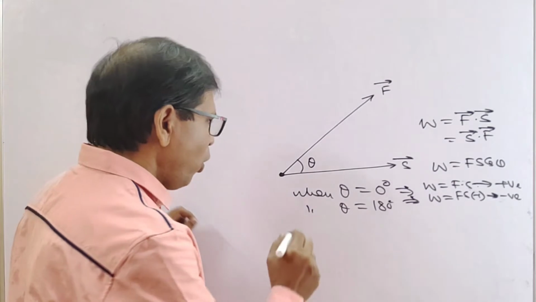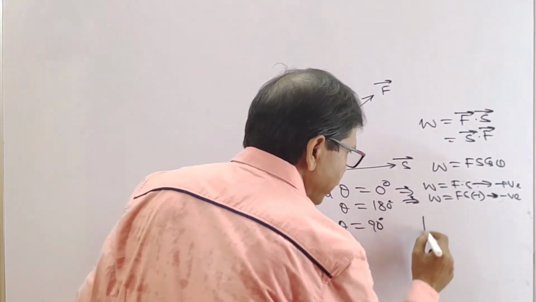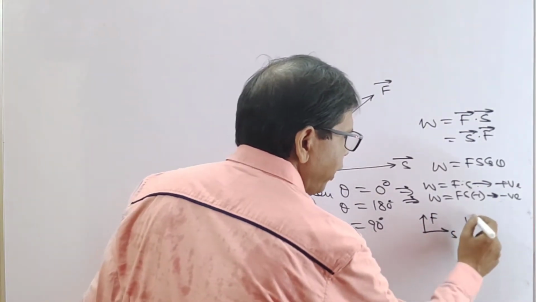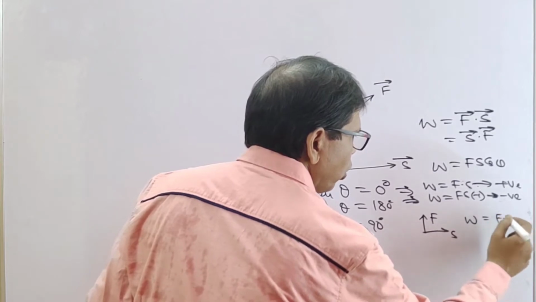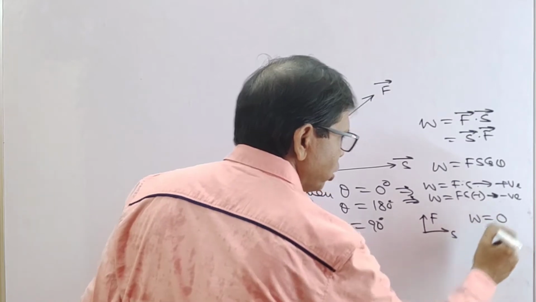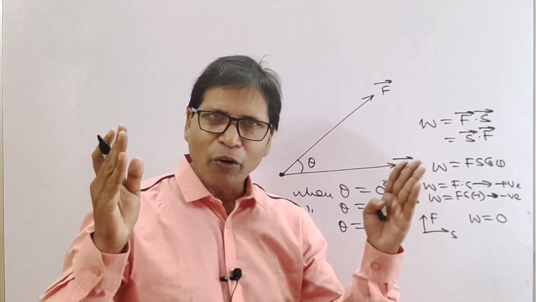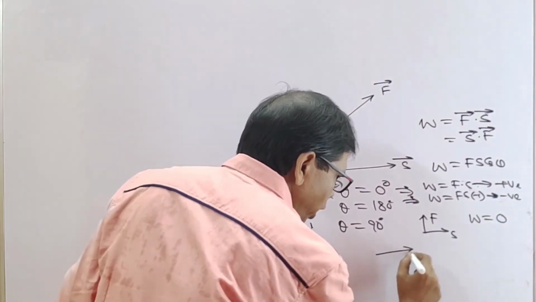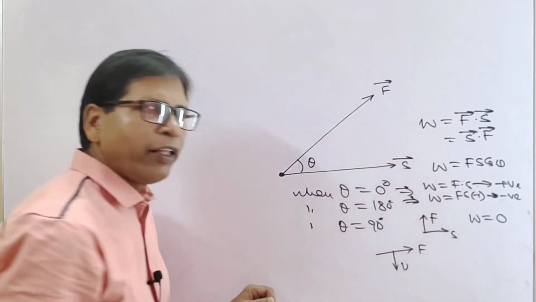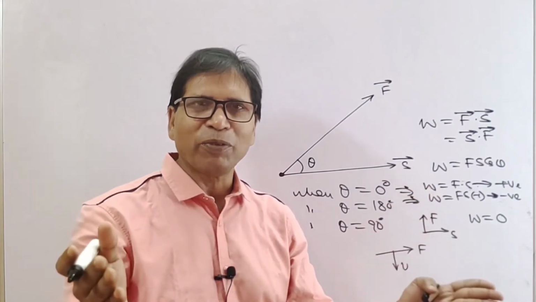Okay, now when theta equal to 90 degree, that is force vector is perpendicular to displacement vector. Here work done is equal to 0. The force acting in this case is called no work force. Centripetal force always acts normal to the direction of velocity. That is why centripetal force is called the no work force.